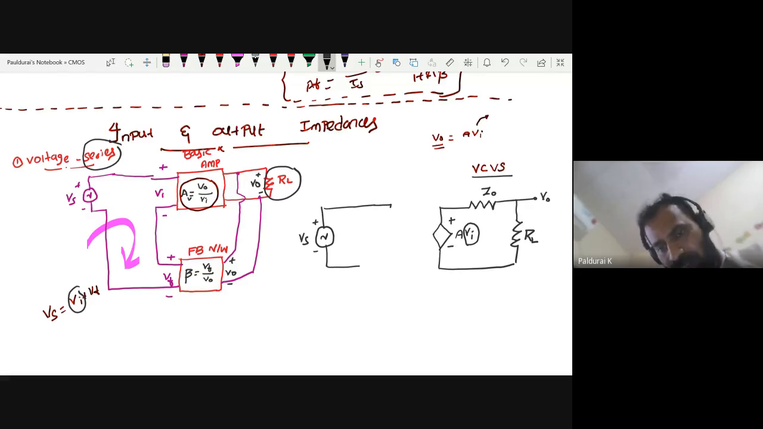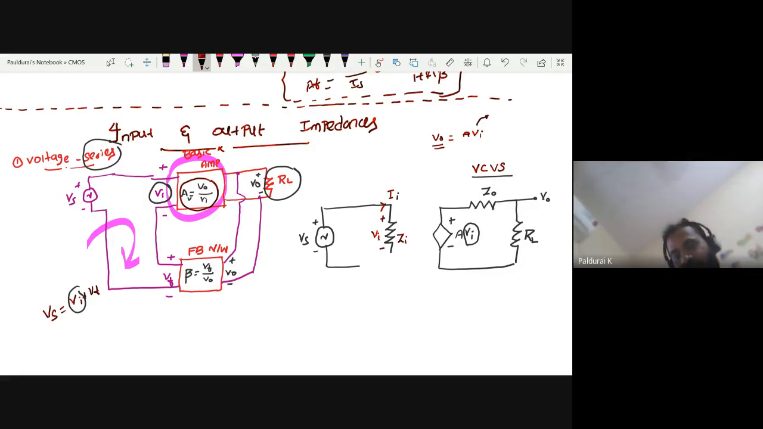Then this is my Vi, the input voltage, the voltage across this. This basic amplifier may have some internal resistance, which I can call Zi. The current through Zi is Ii. So Vi is the voltage across this basic amplifier. And I want to represent the final one, Vf, the feedback voltage. So it is a voltage source Vf, with polarity plus and minus arranged to satisfy this equation.